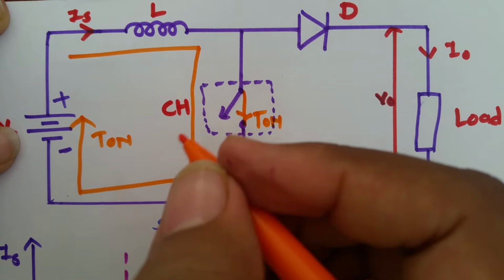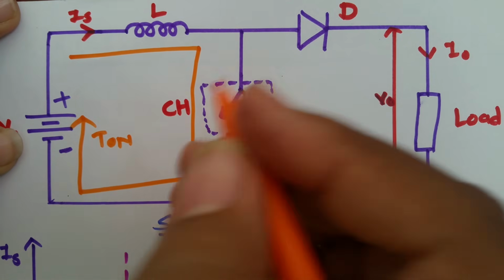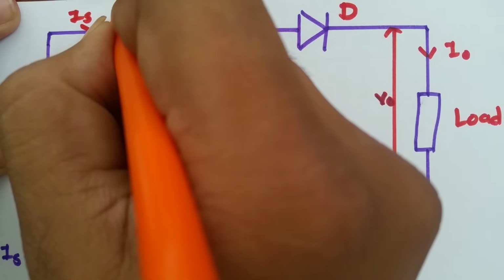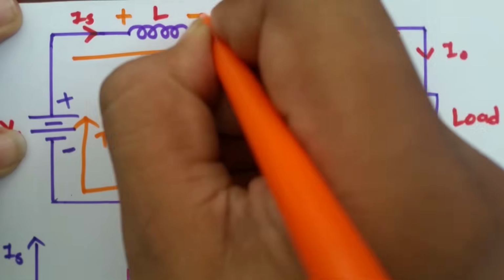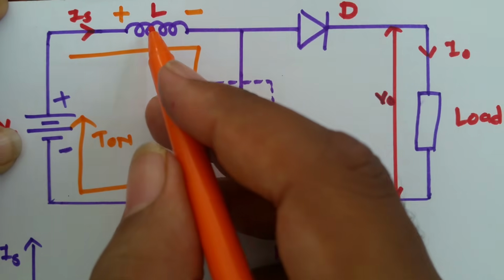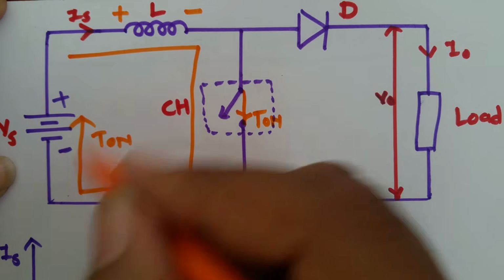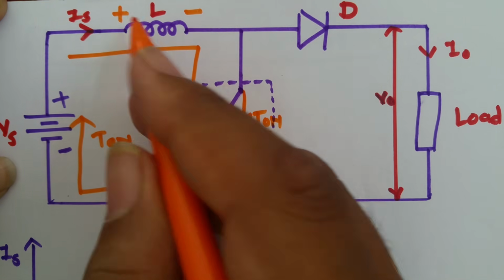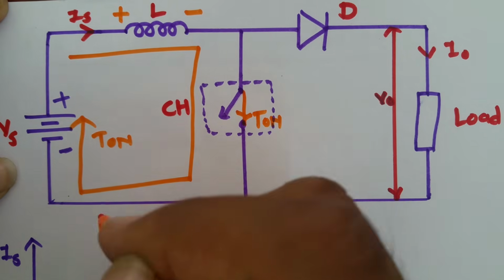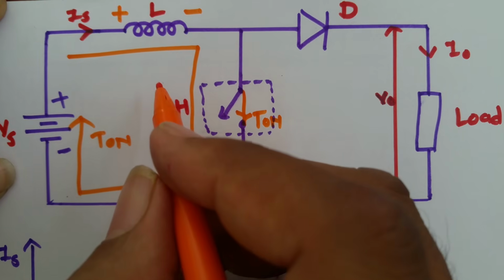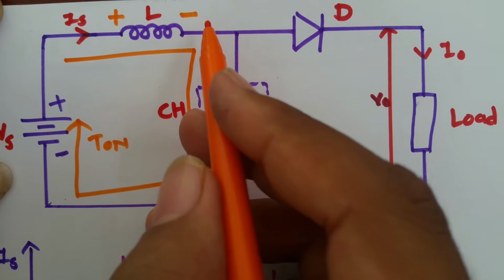So what will happen? Current through inductor will increase, and polarity of inductor will be this plus and minus. The reason is now inductor is getting energized by the supply Vs, and its polarity is plus to minus. The reason is current flowing in this loop where inductor is getting energized by some amount of energy, and its polarity will be plus minus like this.